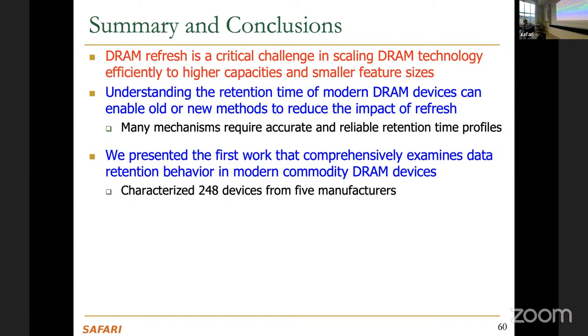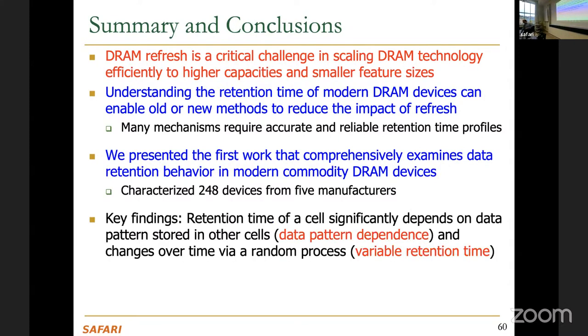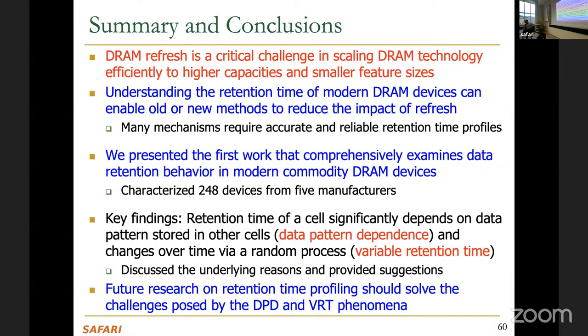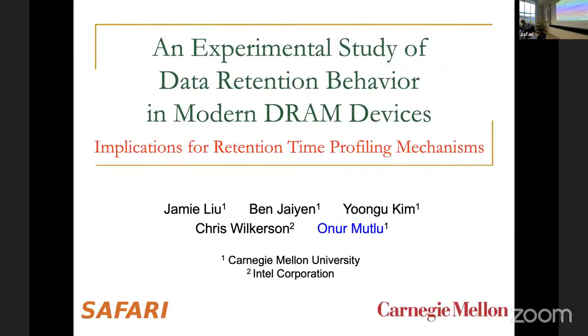We characterized more than 200 devices from 5 different manufacturers. And our key findings show that the retention time of a cell significantly depends on data patterns stored in other cells. We call this data pattern dependence. It also changes over time via a random process, variable retention time. We discussed the underlying reasons and provided suggestions. And we strongly believe that future research on retention time profiling should solve the challenges posed by the data pattern dependence and variable retention time phenomena. And that concludes the talk.